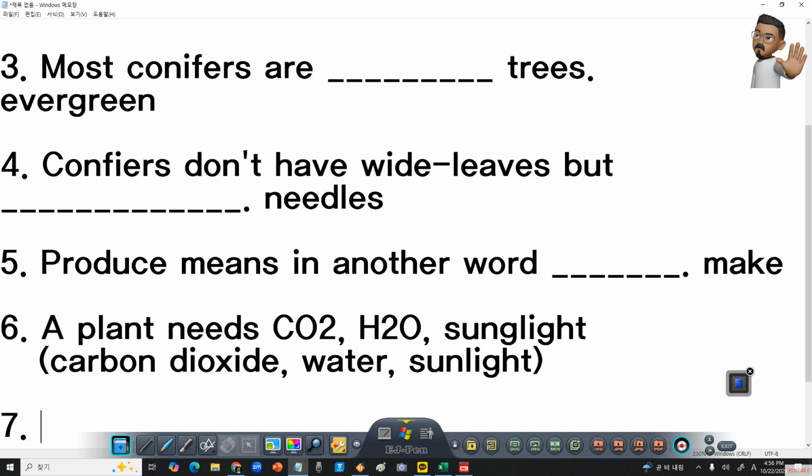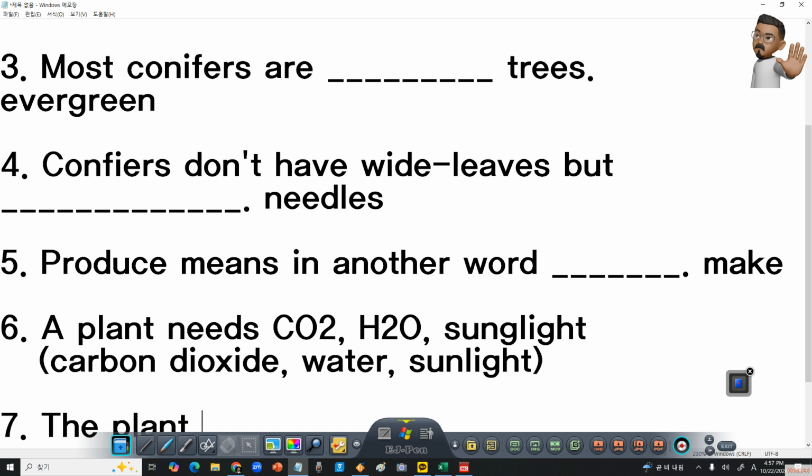Here we go. Photosynthesis occurs as photosynthesis occurs, the plants blank carbon dioxide and blank oxygen into the air. 2 different words. So when photosynthesis occurs, the plant blank CO2 and blank oxygen.